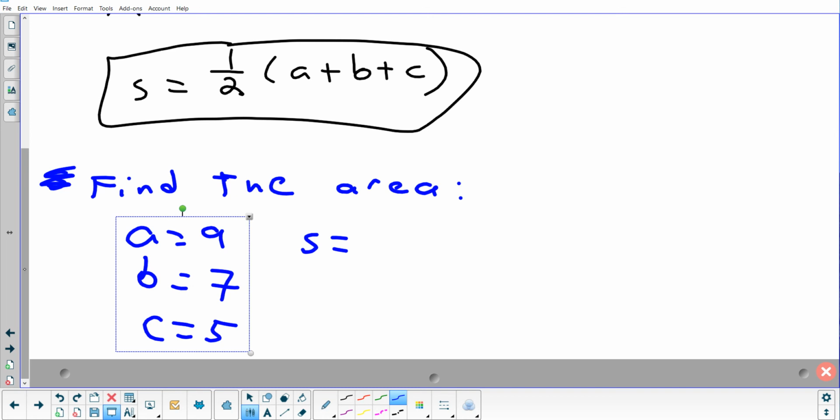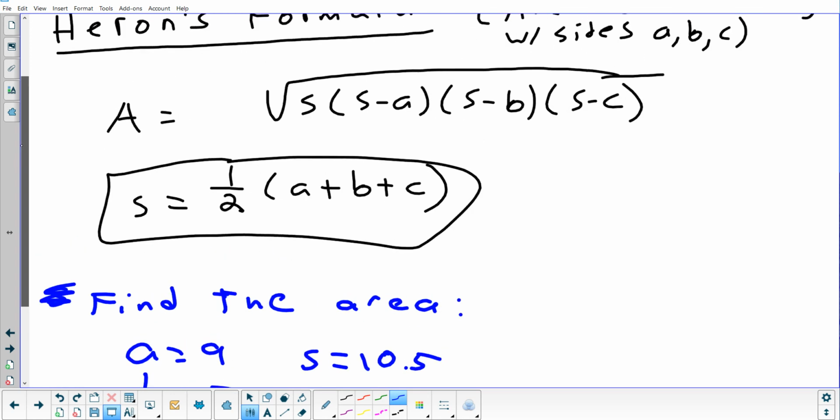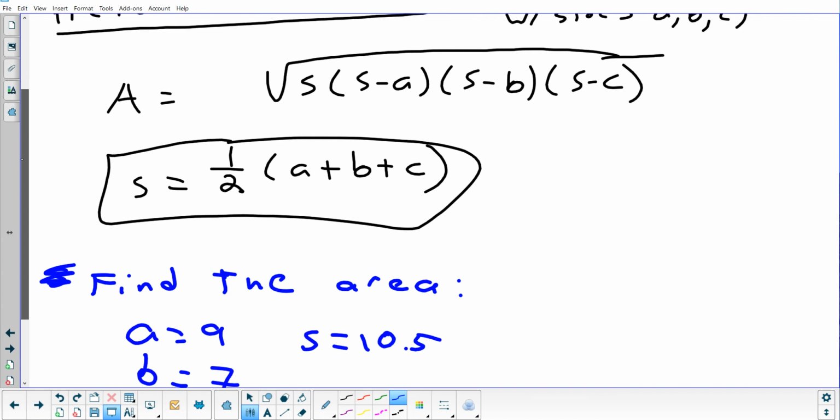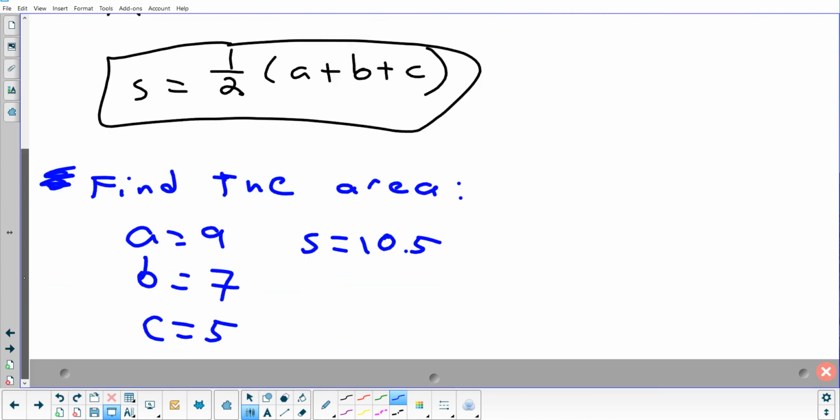What's 9 plus 7? 16. And then if you do 16 plus 5, you get 21. And now, what's half of 21? Yep, 10.5. There you go. You got everything you need to do this. So the area is the square root of s times s minus every side. Doesn't matter what order you're doing it. You got to do s minus every side.